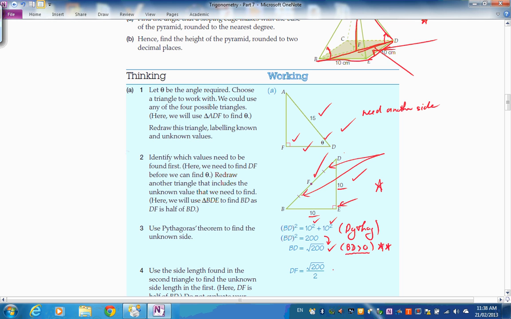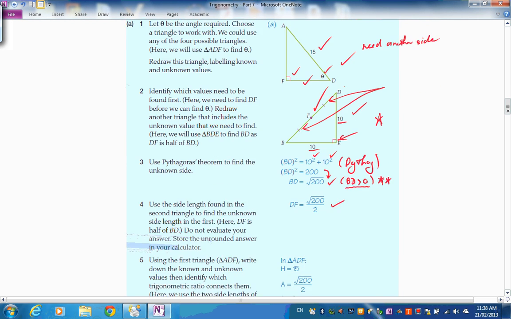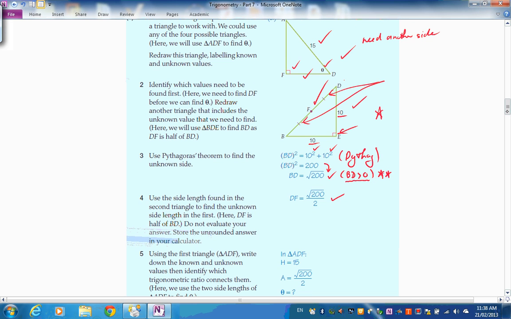All right, so now DF is half of that. So we're ready to go back in our original triangle. And they were a bit naughty here. I reckon you should have your ADF triangle drawn again. This was 15. This was the angle we wanted. And now we actually have got that bottom. We've used the go-between side, yep, there, to find that root 200 on 2.